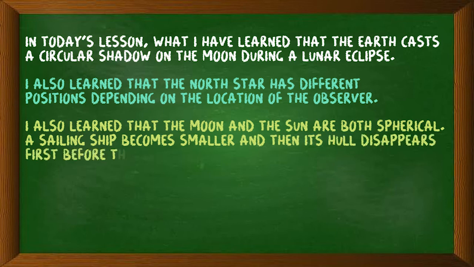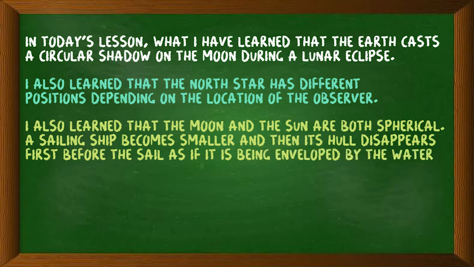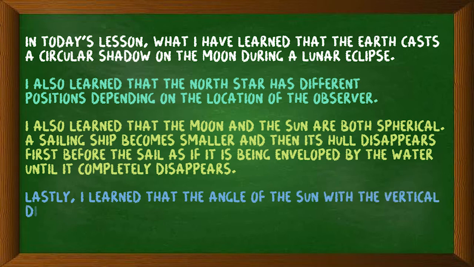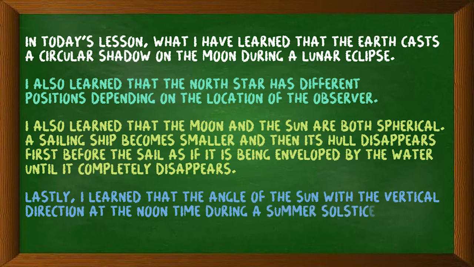A sailing ship becomes smaller and then its hull disappears first before the sail, as if it is being enveloped by the water until it completely disappears. Lastly, I have learned that the angle of the sun with the vertical direction at noontime during a summer solstice varies from place to place.